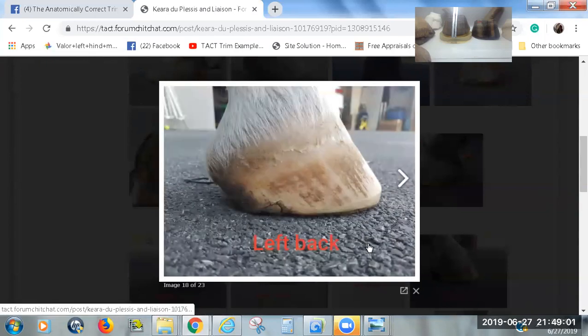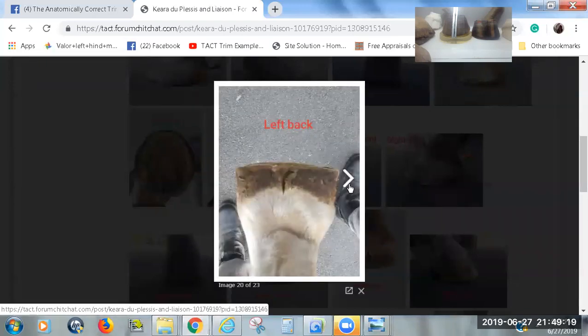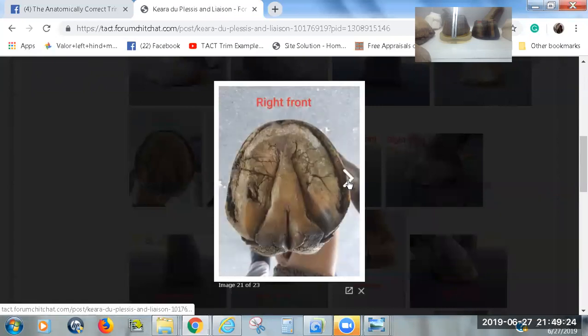Oh, go ahead. Sorry, I'll let you go. Okay, thanks. But the back feet are a little bit better than the front feet, right? Because they have more of a heel, isn't it? Or am I not seeing that right? Wow, they're so dry. Yeah, very. It's winter here now, so that also contributes quite a bit.